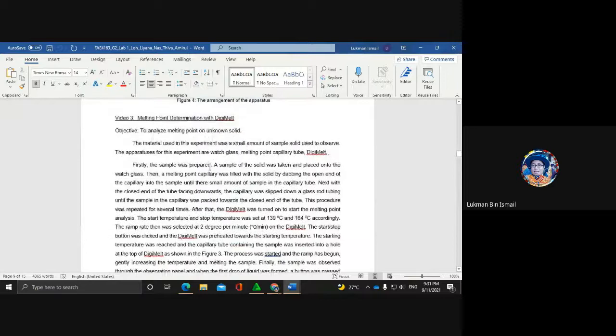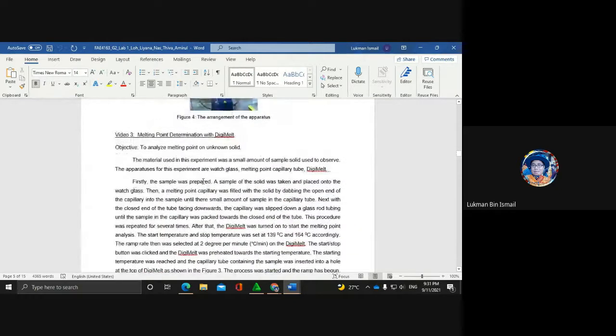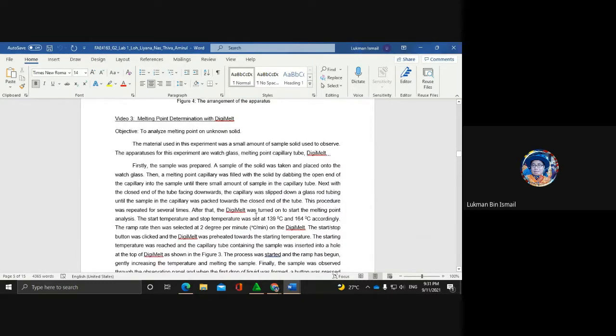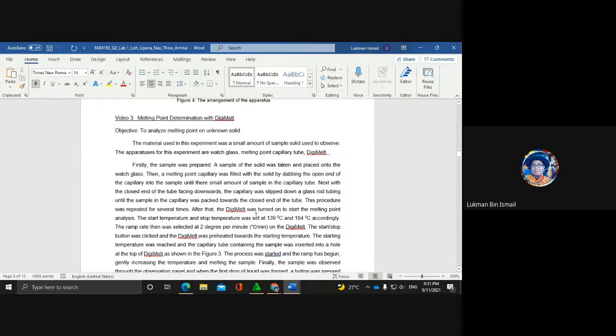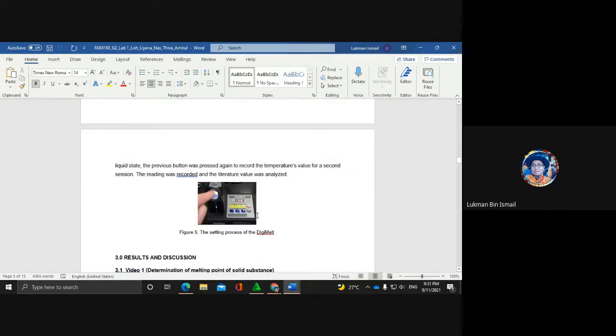All right, and then video 3 is melting point determination with the DigiMelt. What is the material? A small amount with DigiMelt. Firstly, the sample was prepared, taken and placed onto the watch glass. Then the melting point container was filled with solid, dabbing the open end. Then explaining.